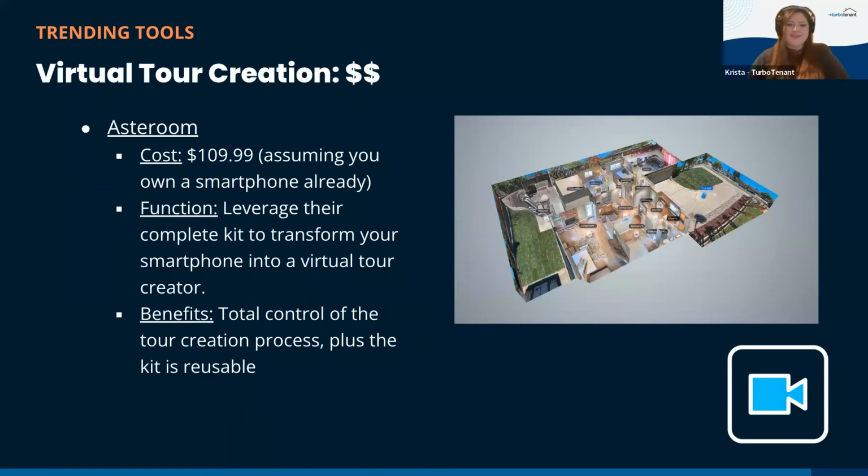Okay. Astaroom.com. So for $110, you can get this kit that is a special lens, a rotator, and a tripod. Just like I talked about earlier in this presentation, the lens can make all the difference, you want to go wide. Well, they make it easy for you. They've got a little clip-on that'll just go right on your smartphone. So this is a cool way to do it. It doesn't cost a ton of money, and you also can reuse the kit.